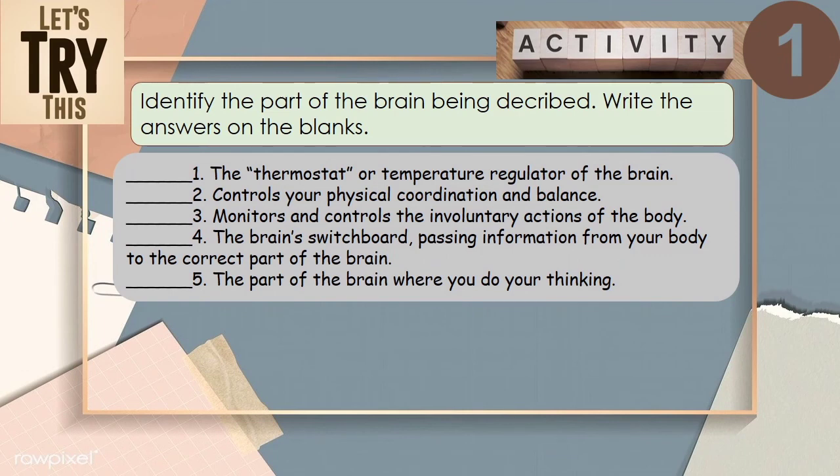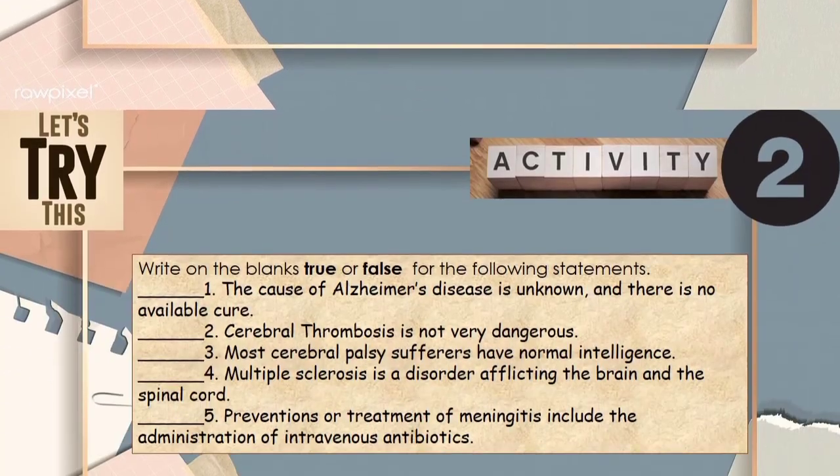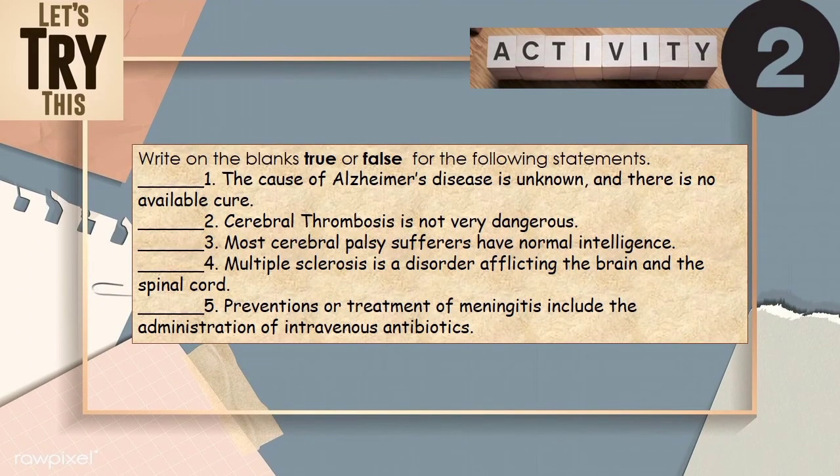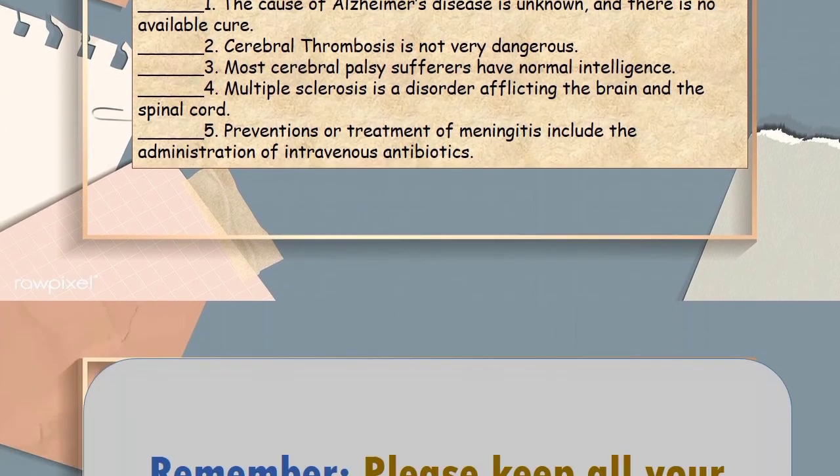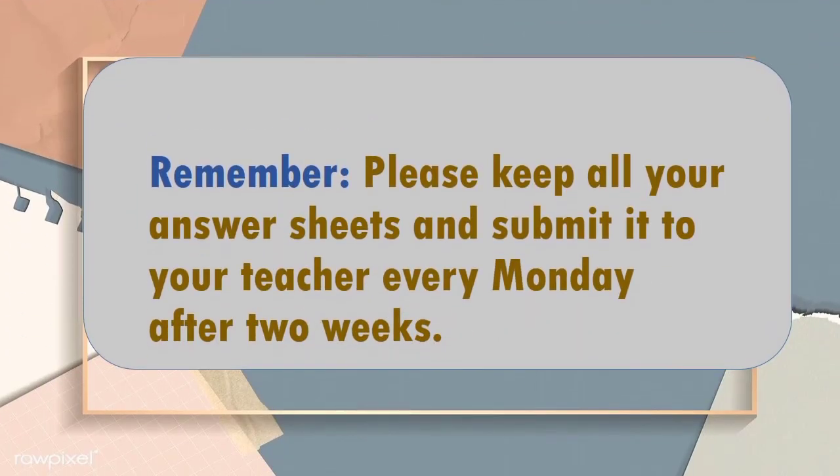Try this. Activity 1. Identify the part of the brain being described. Write the answer on the blanks. Activity 2. Write on the blanks true or false for the following statements. Remember, please keep all your answer sheets and submit them to your teacher every Monday after 2 weeks.